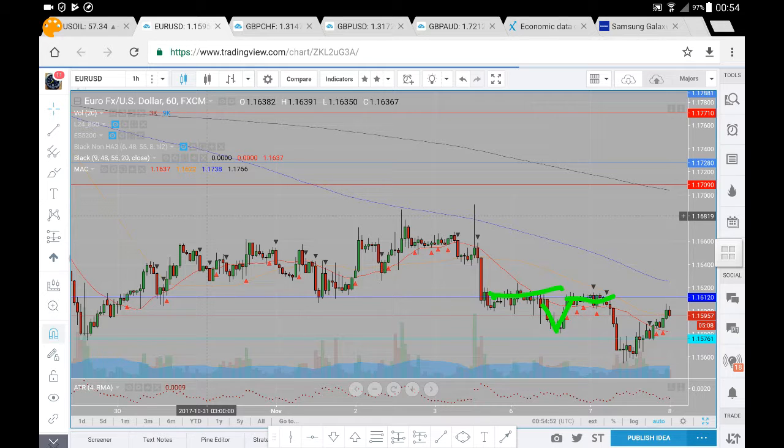Just going to change my stylus here to one that actually works more properly. So let's clean this chart up. Now I've changed my stylus.